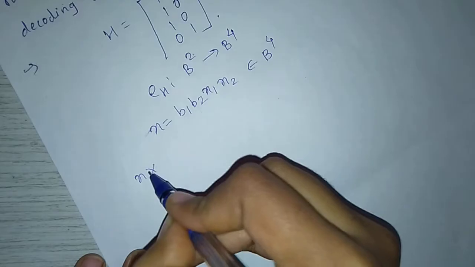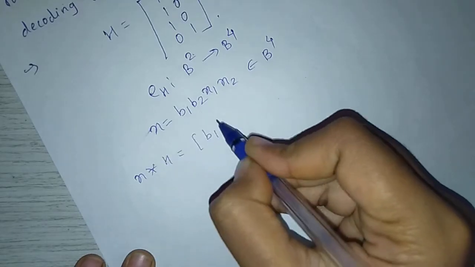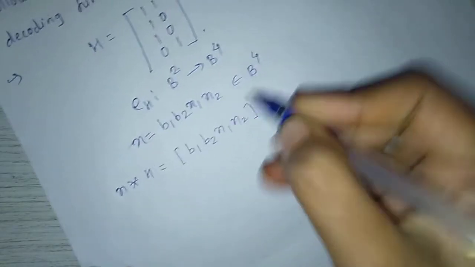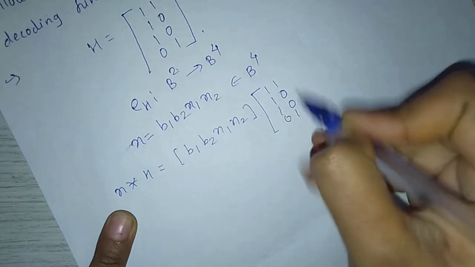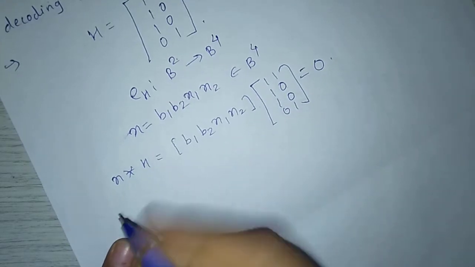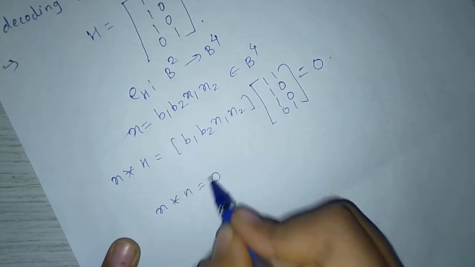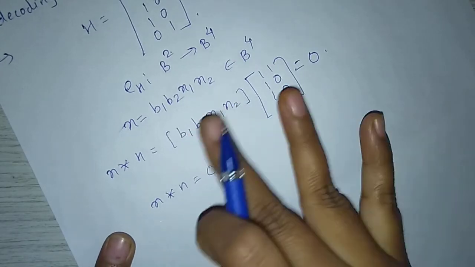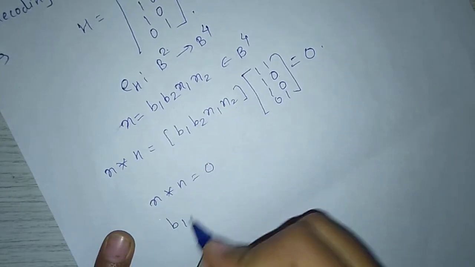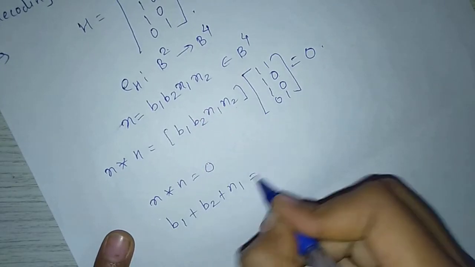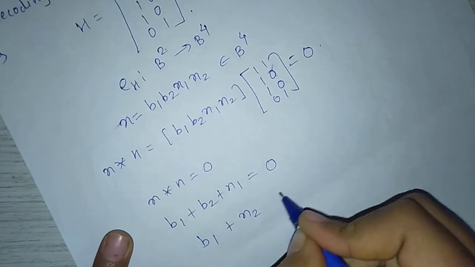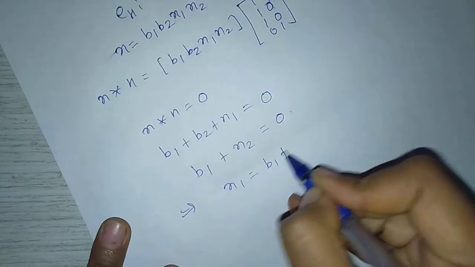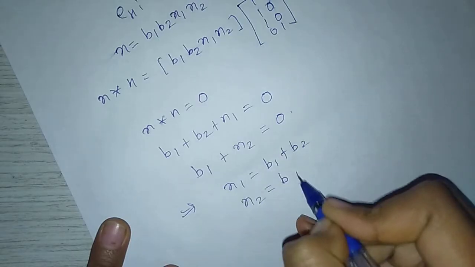x star h equal to b1 b2 x1 x2 times h, where h is 1 1 1 0 1 0 0 1, equal to 0. So from x star h equal to 0, we get two equations by multiplying these two matrices: b1 plus b2 plus x1 equal to 0. Next equation: b1 plus x2 equal to 0, which implies x1 equal to b1 plus b2 and x2 equal to b1.